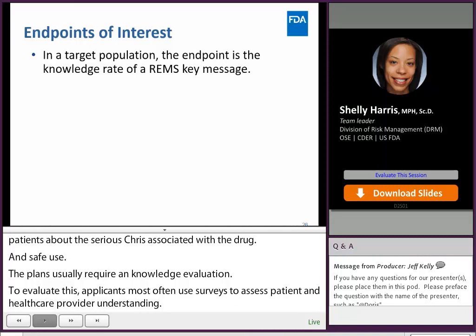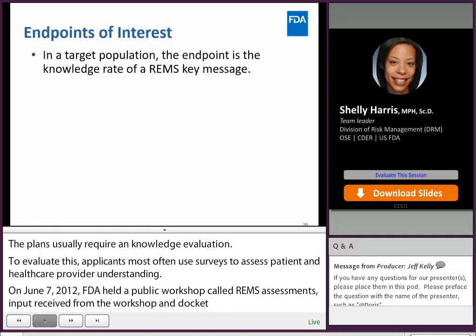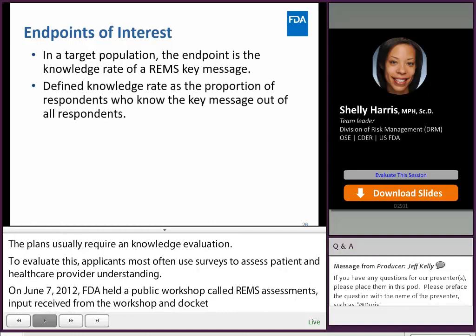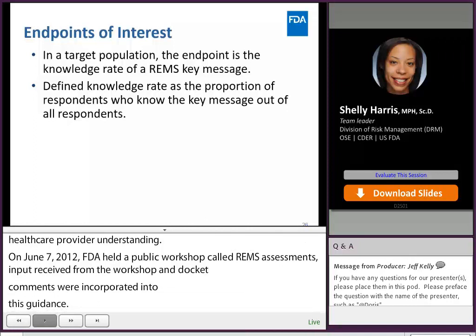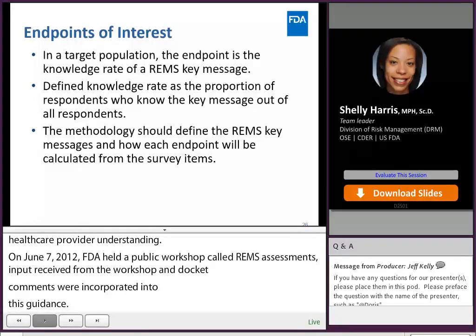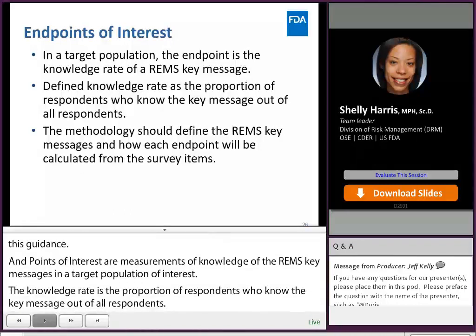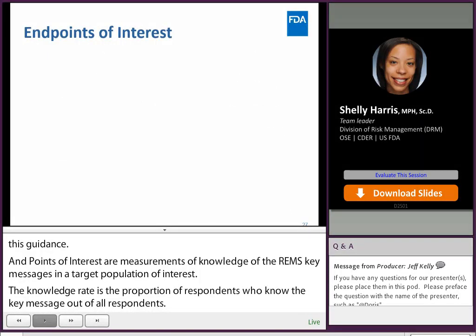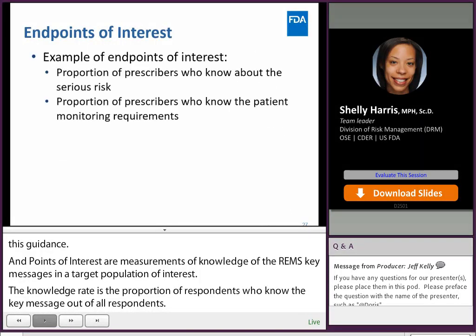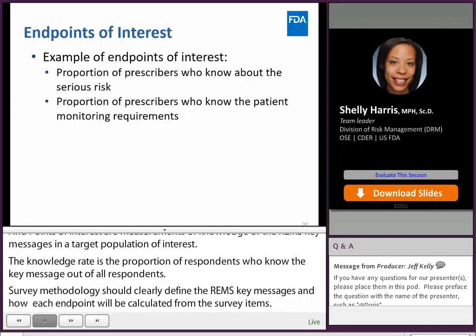Endpoints of interest are measurements of knowledge of the REMS key messages in a target population of interest. The knowledge rate is the proportion of respondents who know the key message out of all respondents. Survey methodologies should clearly define the REMS key messages and how each endpoint will be calculated from the survey items. Examples of endpoints of interest can include the proportion of prescribers who know about the serious risks and the proportion of prescribers who know the patient monitoring requirements.